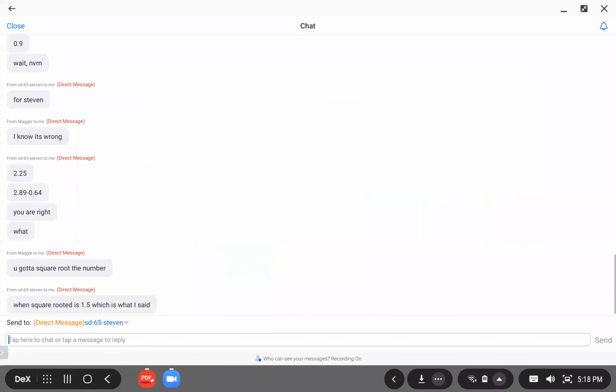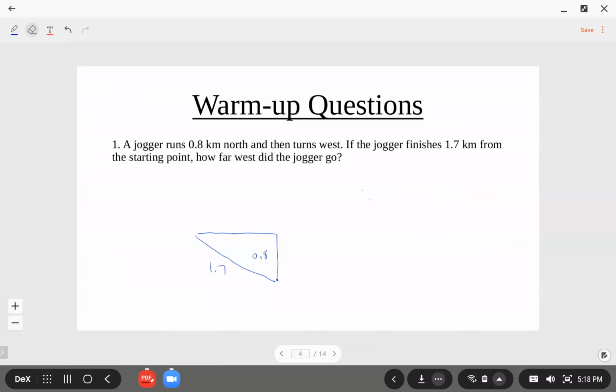You gotta square root it. Oh, yes. That's the problem there. Okay, thank you for that. I think I've gotten dumber the past few days. Okay, 2.89 minus 0.64 equals 2.25, and then you're supposed to square root it. Whoever said that, yes, you're very smart. That equals 1.5, yeah. So that is the answer.